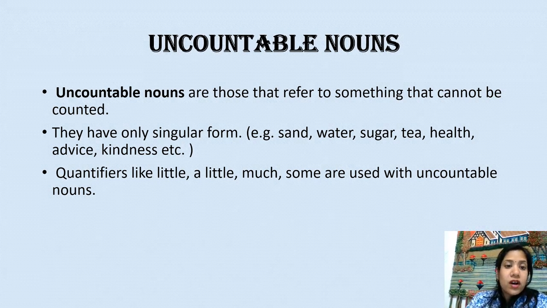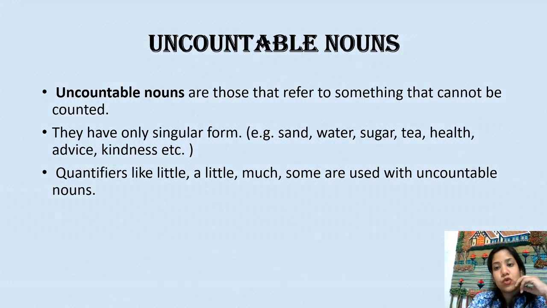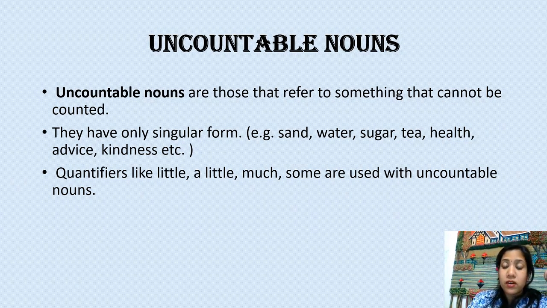There are certain quantifiers like little, a little, much, which are used with uncountable nouns. For example, we can say there's much noise coming from the nearby room, or there's a little water in the jar. We can't say there's a few water in the jar, that will be wrong. A few comes with countable nouns and little comes with uncountable nouns. In the same way, many comes with countable nouns and much is used with uncountable nouns.